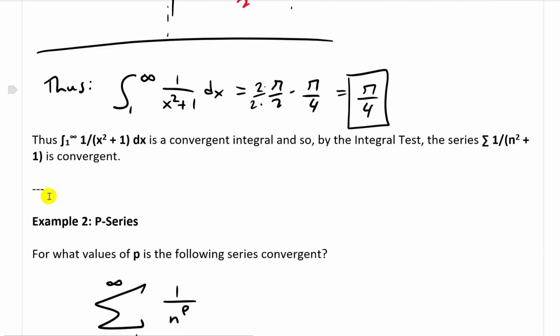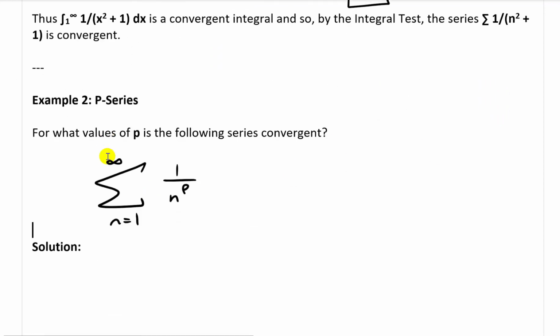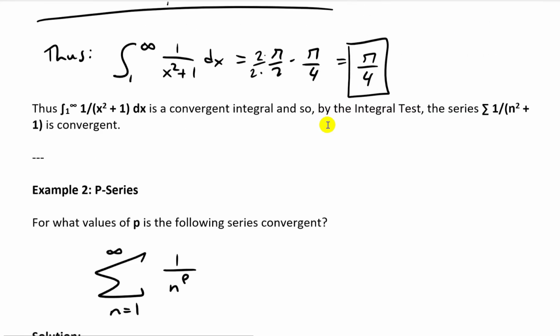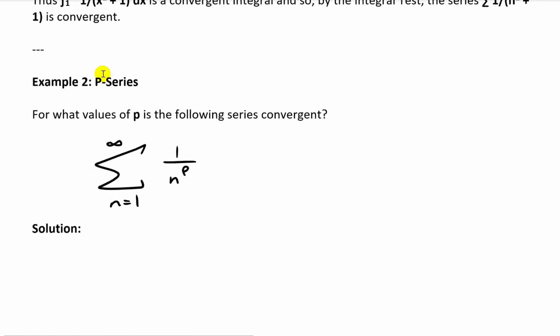Thus, the integral from 1 to infinity of 1 over x squared plus 1 dx is a convergent integral. And so by the integral test, because the integral is convergent, the series is as well. The series of 1 over n squared plus 1 is also convergent. So yes, fascinating stuff.